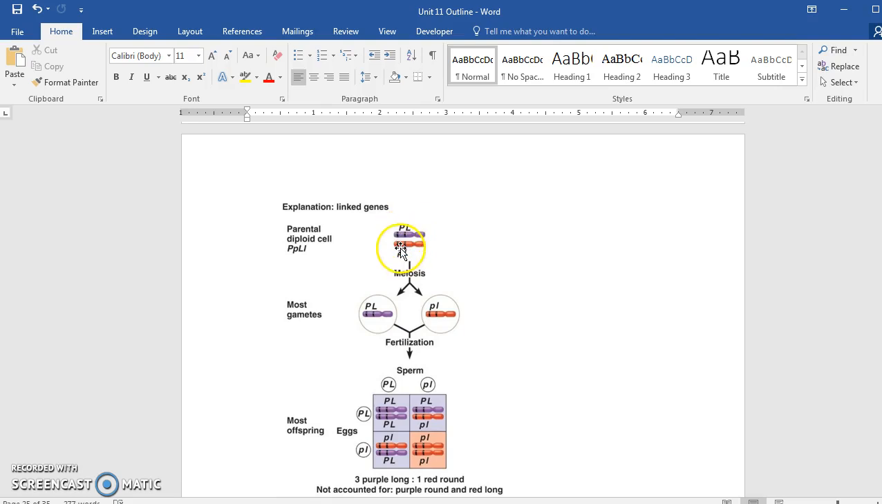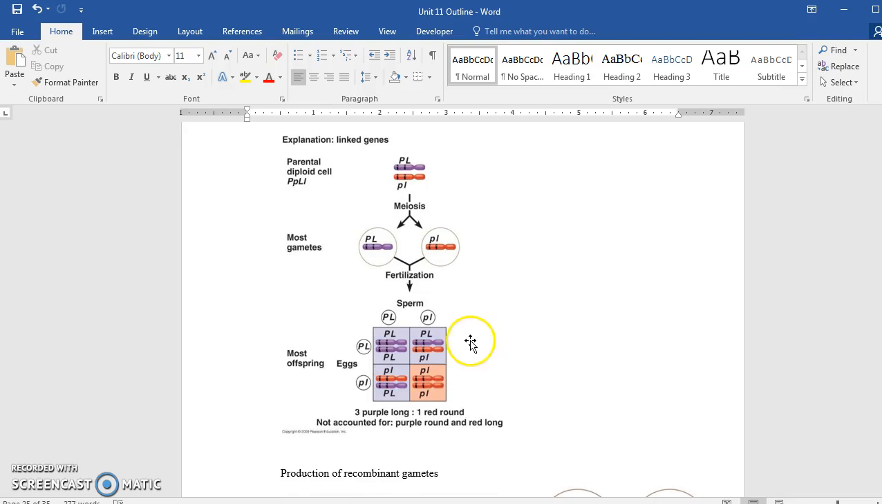There's one for color of the flower and the length of the pollen. But it just so happens that those two characters are on the same chromosome, so they don't sort independently. The only gametes that each can produce would be big P, big L, and little p, little l. And what you get then would be this 3-to-1 ratio. 3 out of 4 offspring are going to be purple flowered and long pollen. 1 of the 4, or 25%, will be red flower color, and short pollen.